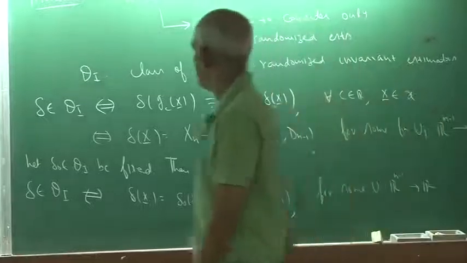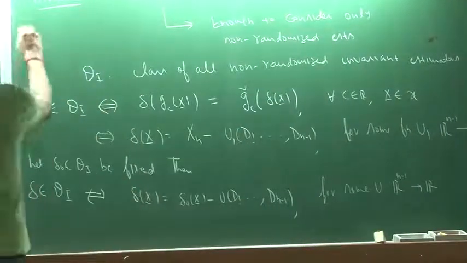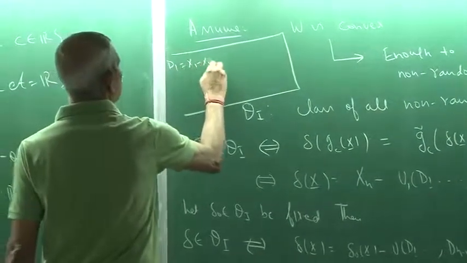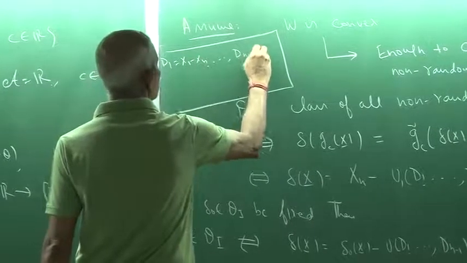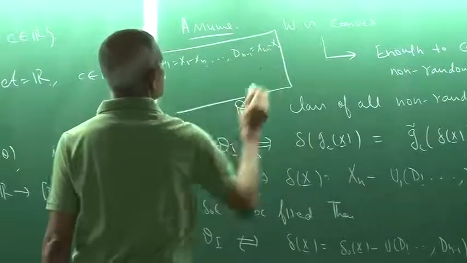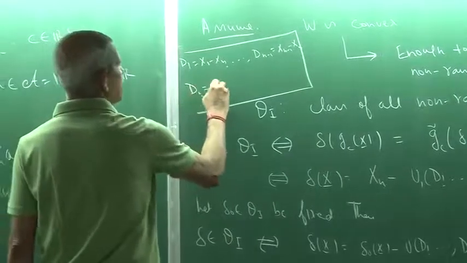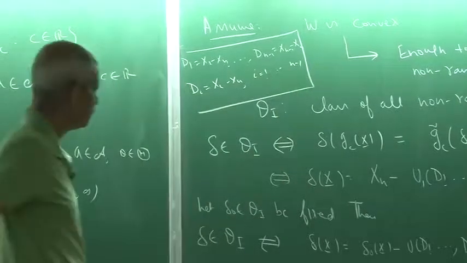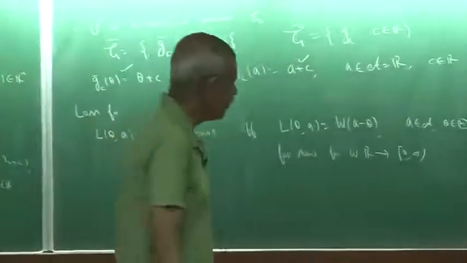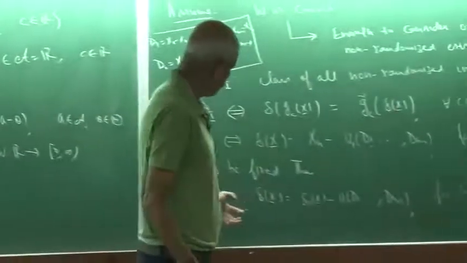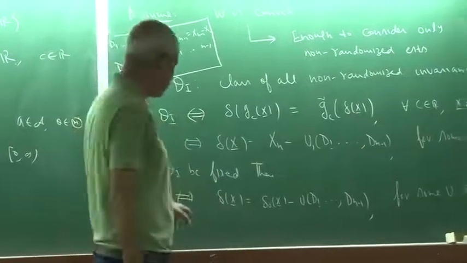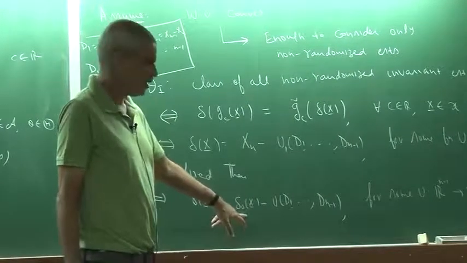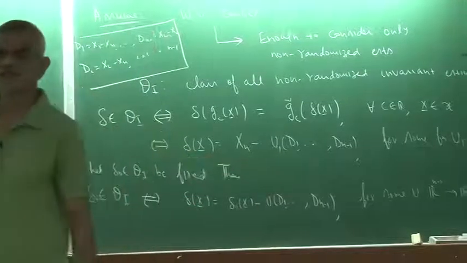Now recall what these d1, d2, dn minus 1 were. d1 was x1 minus xn, dn minus 1 was nothing but xn minus 1 minus xn. So in general, di is same as xi minus xn for i equal to 1 to n minus 1. So now I know how an invariant estimator looks like. An estimator delta would be invariant if it can be written as some invariant estimator minus some function of d1, d2, dn minus 1.